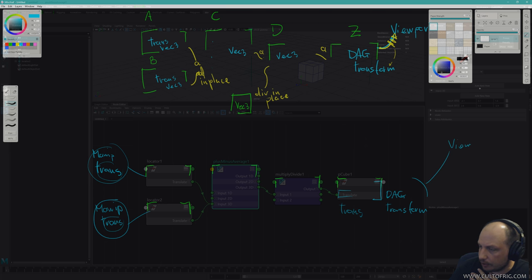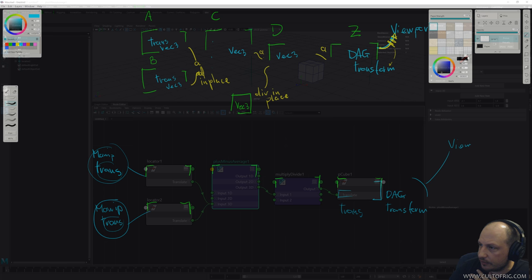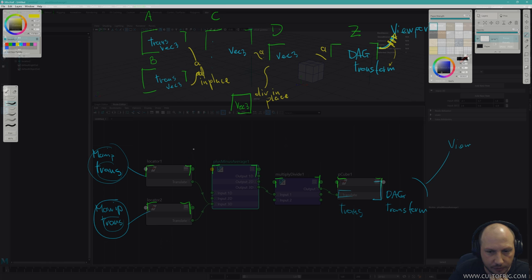Now, chat, I need your help. Let me know if any of this doesn't make sense. This is actually a pretty important step in understanding how your rig works.